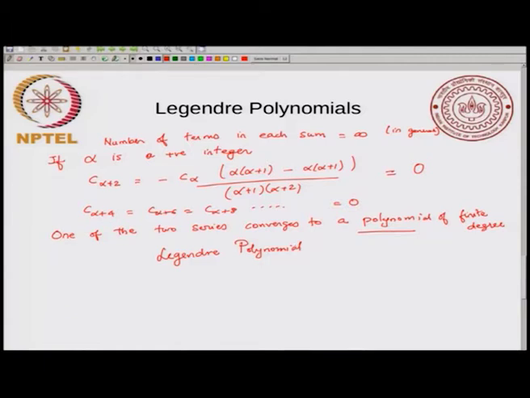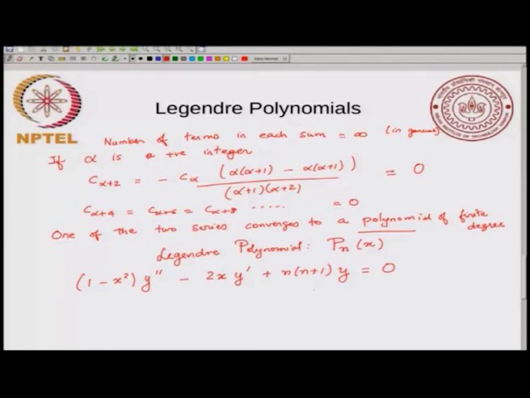Okay. So what is the Legendre polynomial? The symbol used is Pn of x. Pn is the symbol for the Legendre polynomial, and n is the degree of the polynomial. So that means your Legendre polynomial Pn is a solution of the differential equation (1 minus x squared) y double prime minus 2x y prime plus n(n plus 1) y equal to 0.